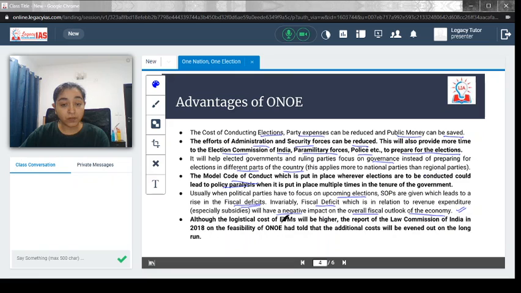Although the logistical cost of EVMs will be higher, the report of the Law Commission of India in 2018 on the feasibility of One Nation One Election has said that the additional costs will be evened out in the long run. Right now, EVMs are reused when the general election or the state elections happen in various states. But if it is a simultaneous election, the sheer number of EVMs required will be a lot, and it will require a lot of investment. But the feasibility report says that in the long run these costs will be evened out. So these are the major advantages of One Nation One Election.